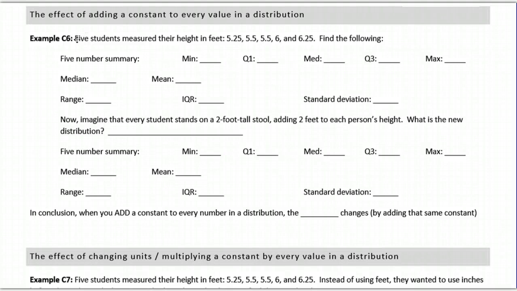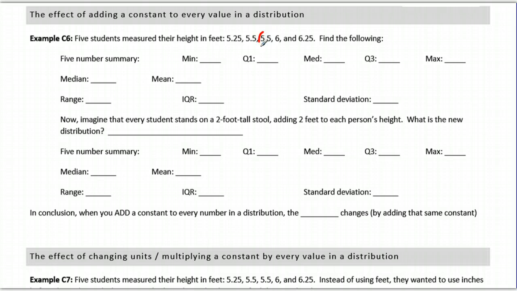Let's look at what happens when you add a constant number, a regular number, to every single value in a list, in a distribution. So, for example, we have 5 students who measured their height. They're 5.25, 5.5, 5.5, 6, and 6.25 feet tall. So we want to find the following things. Let's start with our 5 number summary.